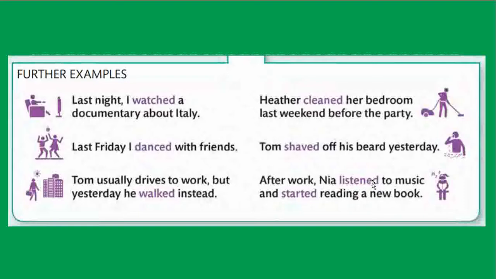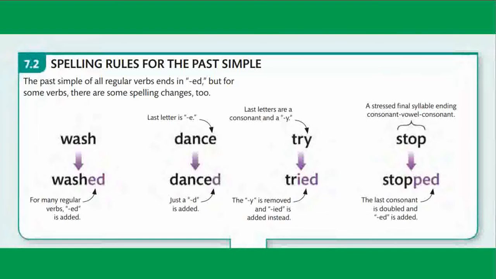Past tense, so we have simple past over here, and started reading a new book. Now over here you can see that 'and started' is used in the sentence. This is also simple past tense, though the subject is not close to the verb. It is understood that Nia started reading a new book, but this is also simple past.